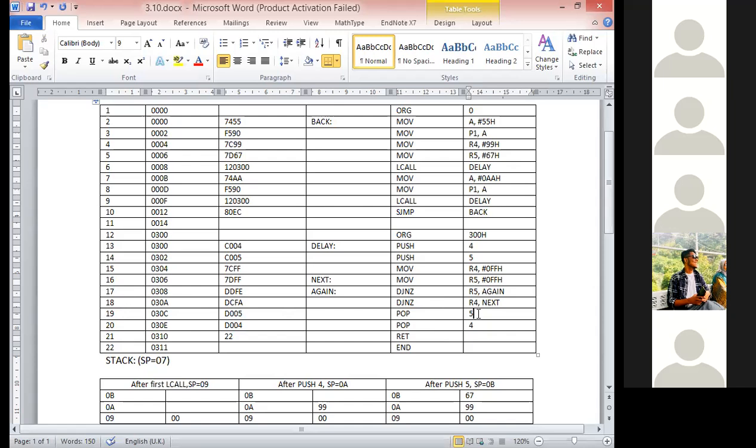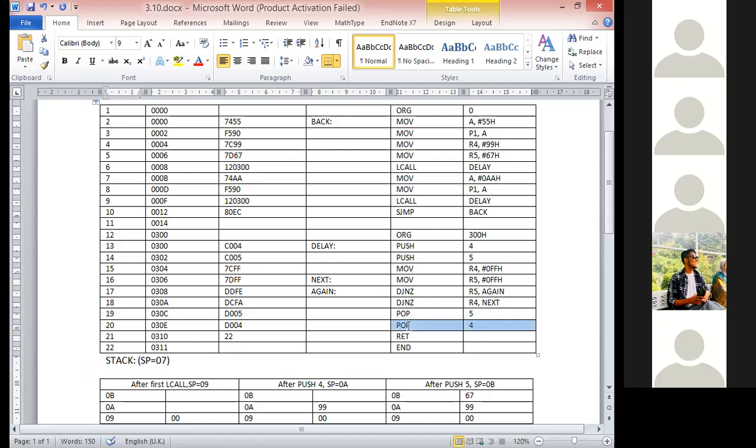Yes, sir. Okay. Now, when you pop 5, the topmost value in the stack will be popped out. How do you understand this is the topmost? Because it depends on the value of the stack pointer. So the topmost value of the stack will be popped out and it will be stored in address 5. If you recall your previous classes, address 5 means register 5 in bank 0. So that's why after pop 5, your R5 will again contain the value 67 that you initially stored.